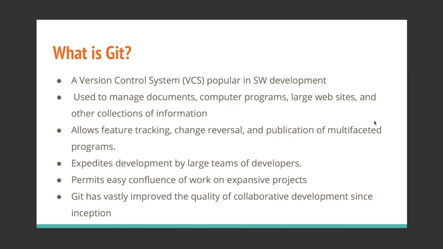Alright, so let's start with the question, what is Git? Git is basically a version control system popular in software development. So we'll go through, we'll read each of these bullet points, then we'll go back and we'll talk through them.